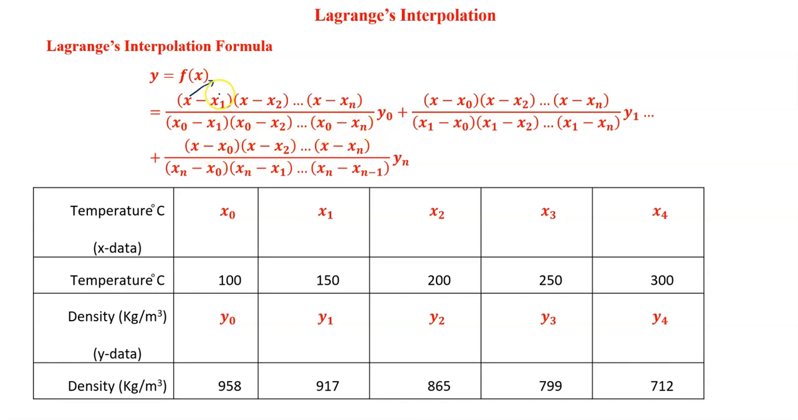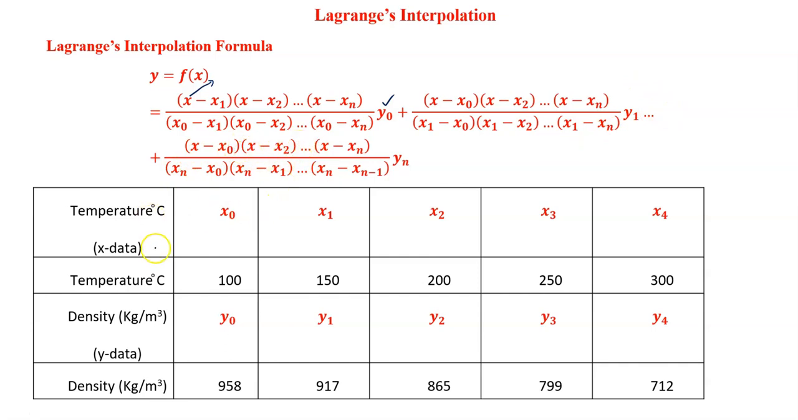In the top, we start from x1, which means the x0 term will not be there, and in the bottom, x0 minus x0 will not be there. So it starts from x0 minus x1, then x0 minus x2, and so on, multiplied by y0. Similarly, next is x minus x0, so the x1 term will not be in the top, x minus x2 dot dot dot x minus xn. Similarly, the subtractions in the bottom will be from x1: x1 minus x0, x1 minus x2 dot dot dot x1 minus xn. And in this way we can continue.